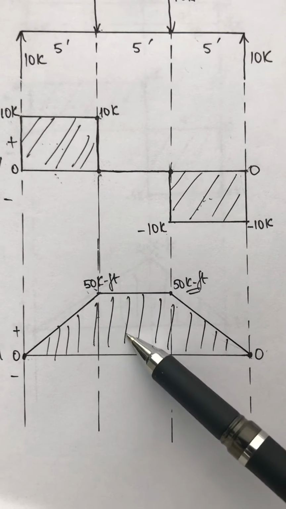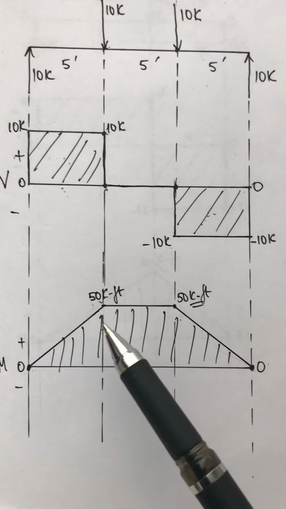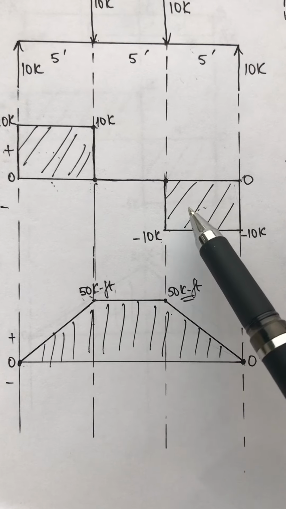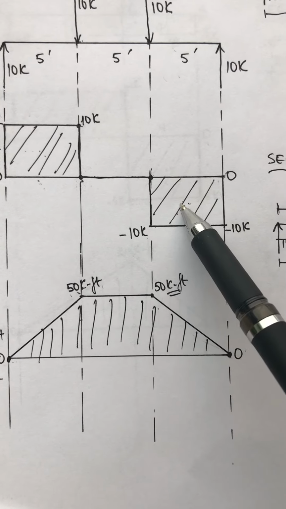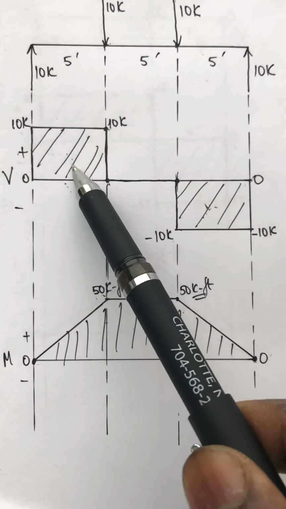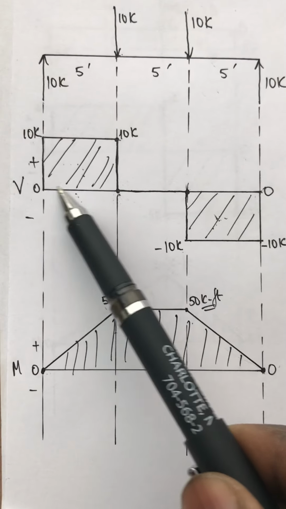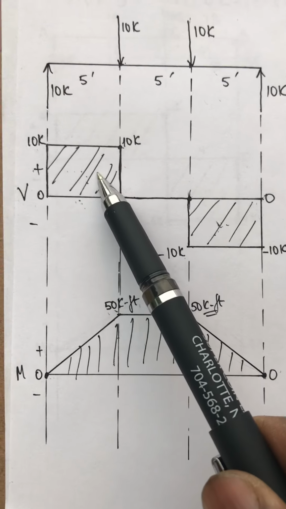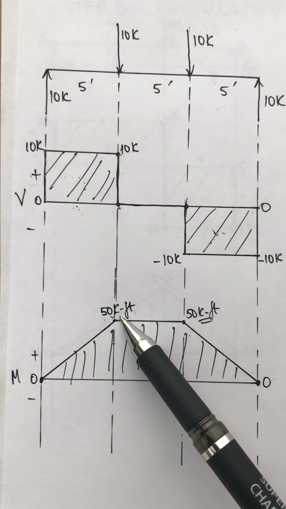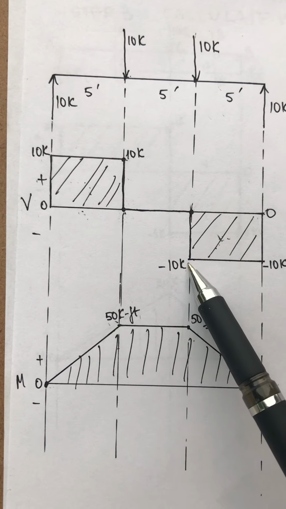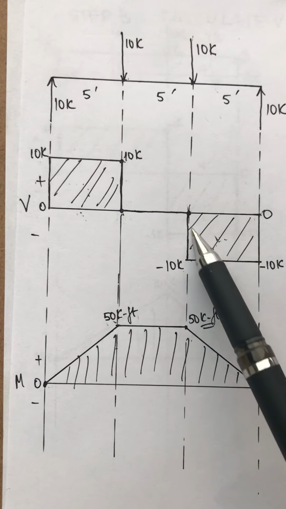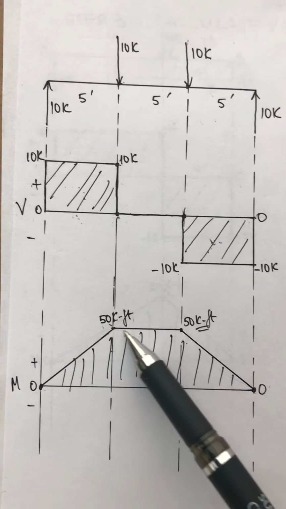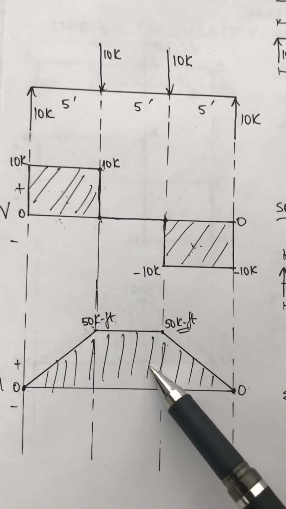Like we said, this 50k is the area formed by this rectangle or that one. Because the distance is 5, 5 times 10 gives you 50. That's where the 50 is over there. And here too, 5 times 10 gives you 50. So from here it is 50, from here it is 50. That's how you get your moment diagram.